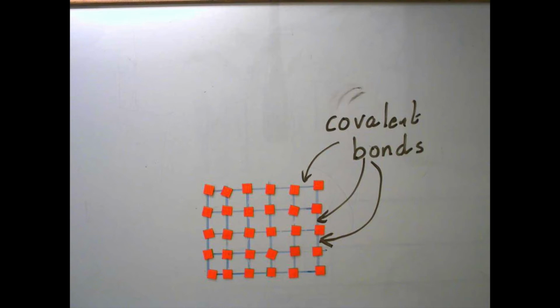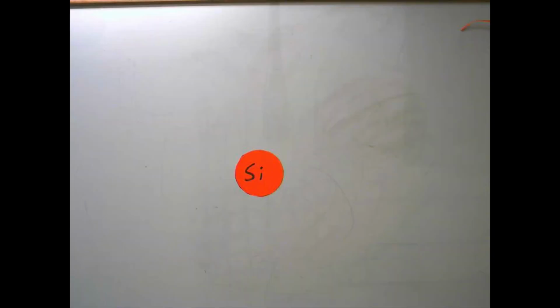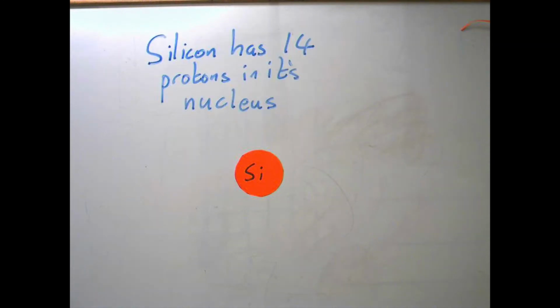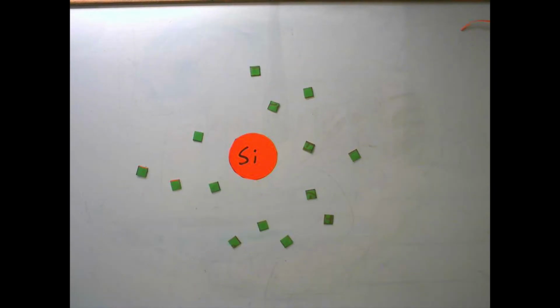Okay, so let's get to why this structure arises. First off, if you look in the periodic table, carbon, silicon and germanium are all in the same group, the same column of the periodic table, and they each have 4 electrons in their outer shell. So how would you know that? Well, let's take silicon, for example. Silicon has an atomic number of 14. What that means is that it has 14 protons in its nucleus. Because the atom is neutral, however many protons it has in the nucleus, it has to have the same amount of electrons. So if it has 14 protons, it also has 14 electrons.